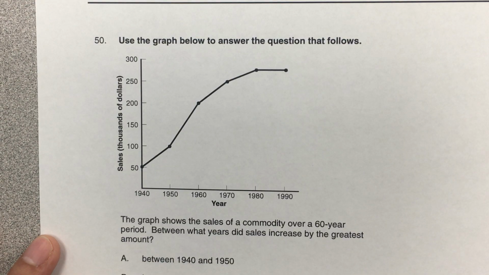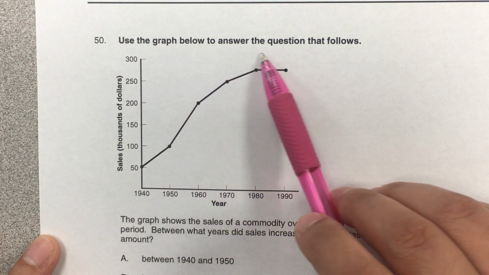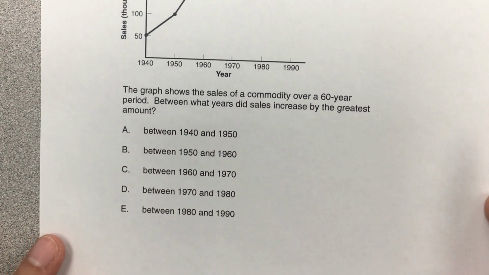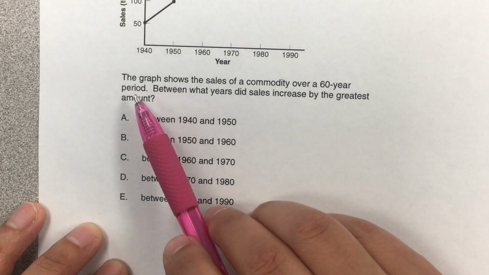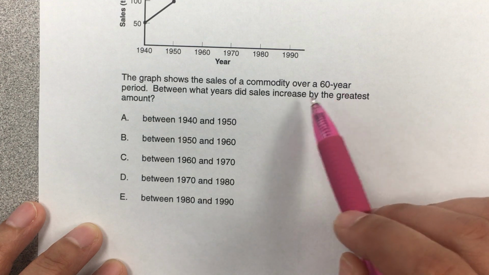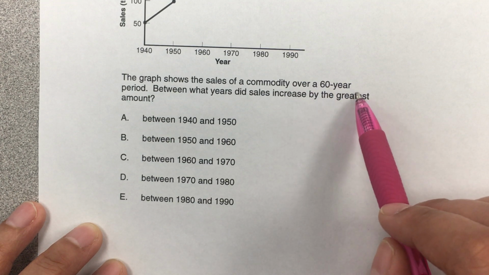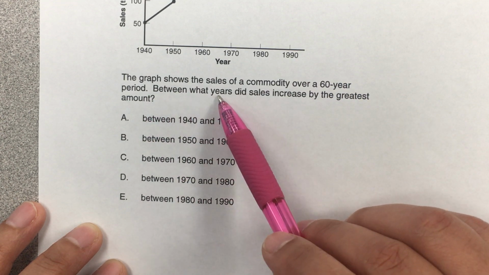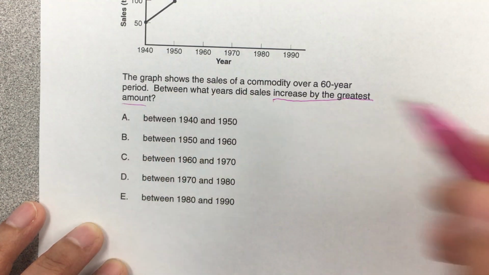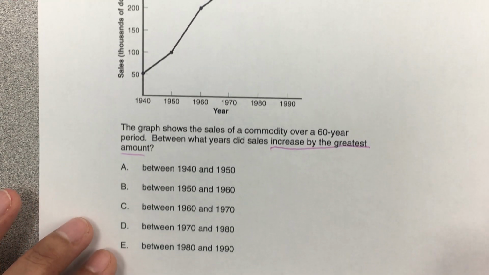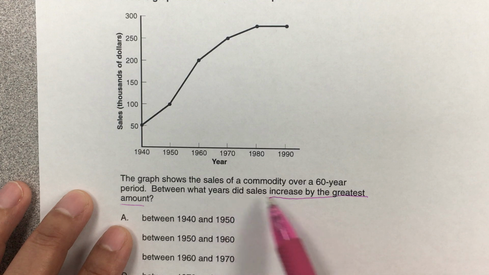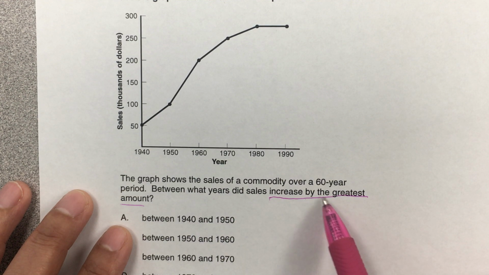And finally, number 50, use the graph below to answer the question that follows. It sells thousands of dollars, so let's see what it's asking. The graph shows the sales of a commodity over a 60-year period. Between what years did sales increase by the greatest amount? So that's what they're asking, the biggest, the years where it increased the most.